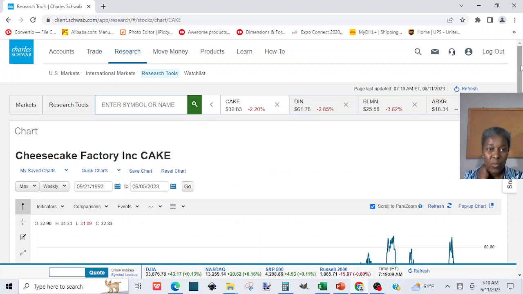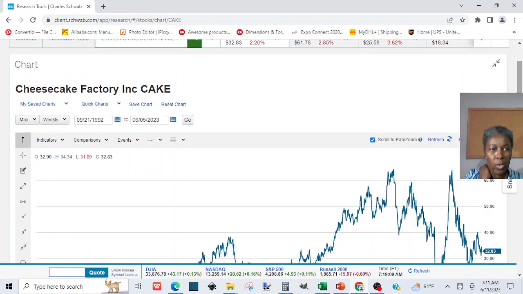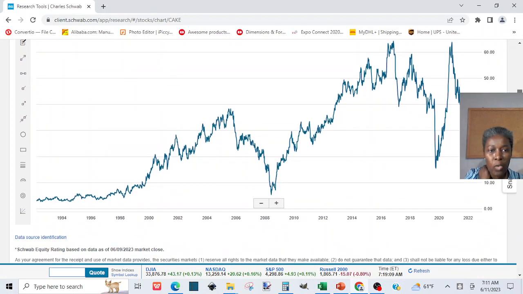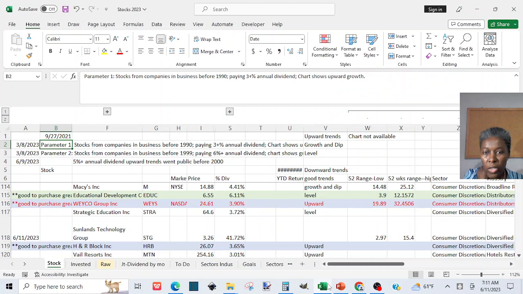So now that we are on this page, we are going to batch search the chart here as well. So for the Cheesecake Factory, you want to make sure you have max selected. Otherwise, you need to click on the drop down menu to select maximum chart. And when you are under maximum chart, you want to see when it went public. That's pretty much going to be the first date, or you can go to the beginning of the chart to say it's 1992. So 1992, you'll put that on your spreadsheet.